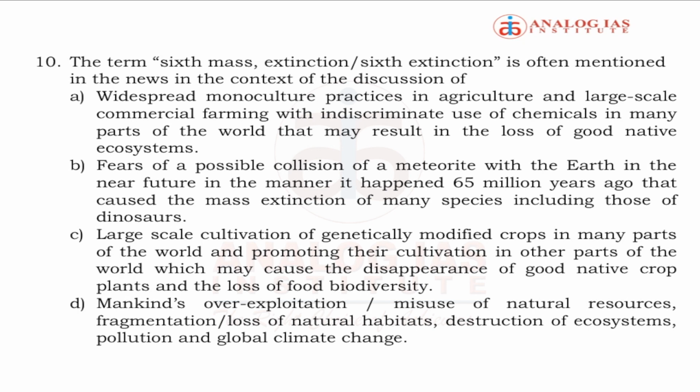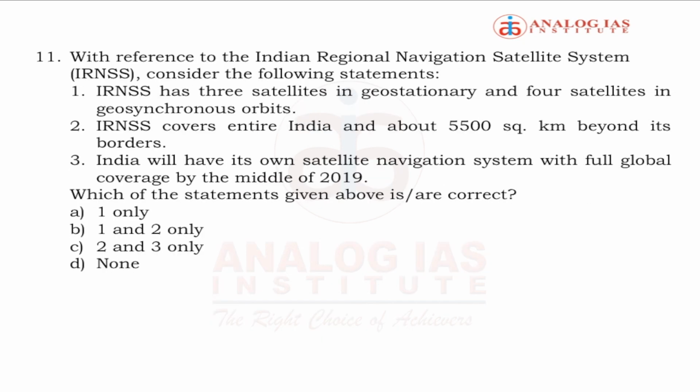We are moving on to the next question here. Yes, question number 11, which says with reference to the Indian Regional, please remember the term regional, Navigation Satellite System, consider the following statements here. IRNSS. So yes, absolutely correct. Statement number 1 says IRNSS has 3 satellites in geostationary and 4 satellites in geosynchronous orbits. Absolutely appropriate.